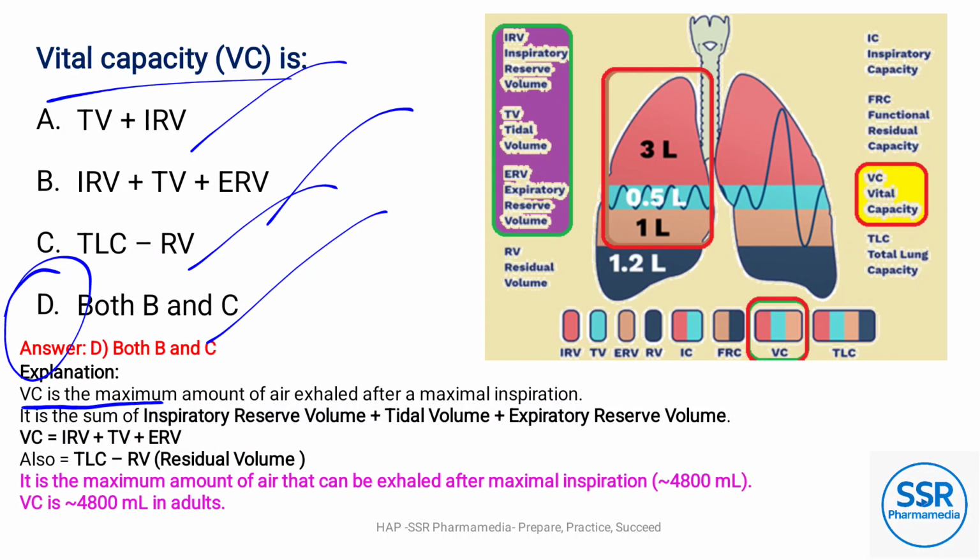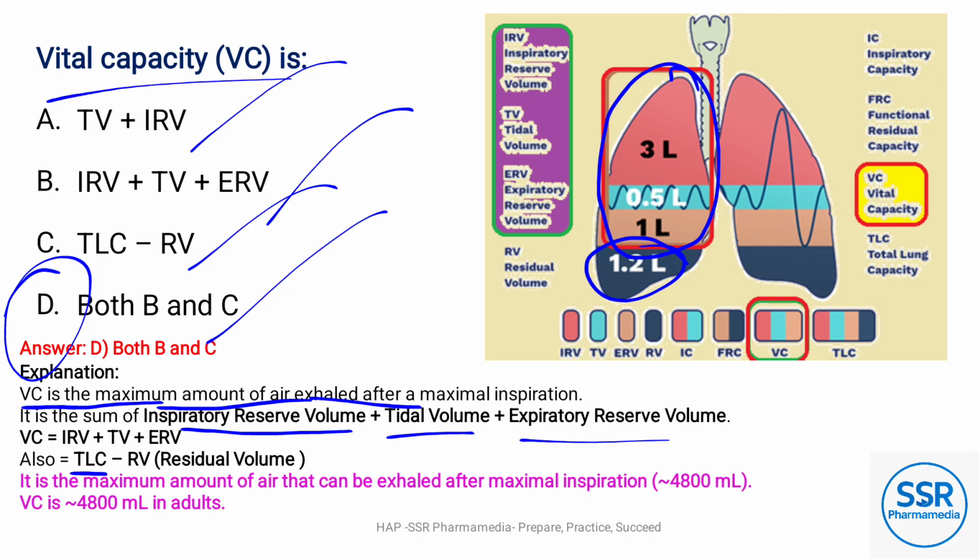Vital capacity is the maximum amount of air exhaled after a maximal inspiration. It is the sum of the inspiratory reserve volume, tidal volume and expiratory reserve volume. It also equals total lung capacity minus the residual volume. So both of these give the vital capacity, so the answer is both B and C.